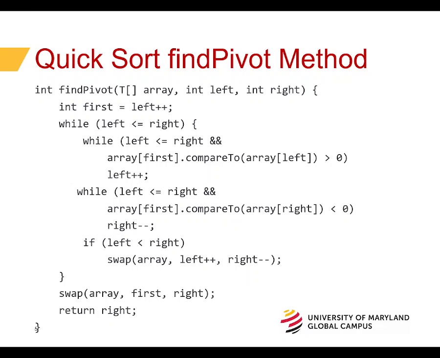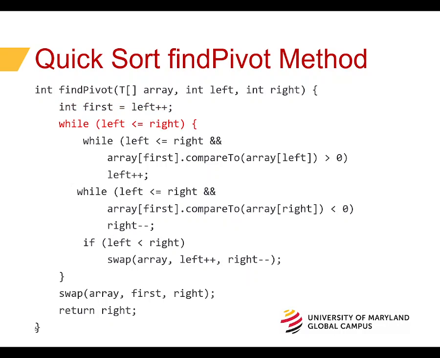The find pivot method contains the essence of the sorting mechanism. Like the recursive method, it is provided the array and the bounds of the subarray. In this implementation, the first element of the subarray is chosen as the pivot. In some implementations, the pivot is chosen at random. The goal is to divide the subarray into two halves. The left half will contain values less than the pivot, and the right half those greater.